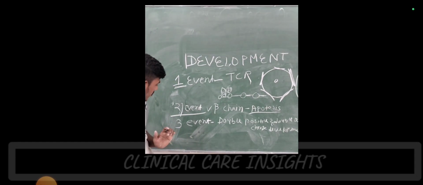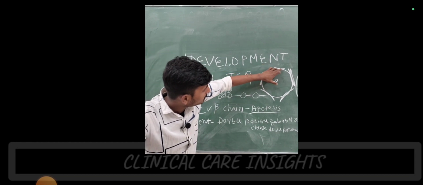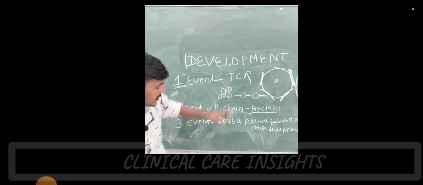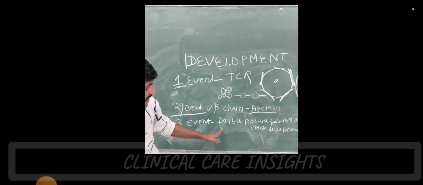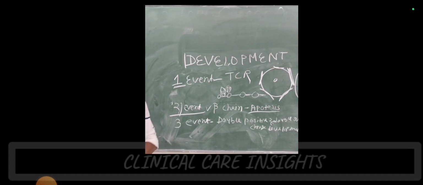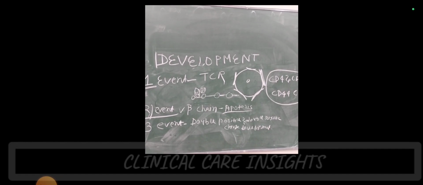Clear now? In the third event, what happened? These receptors are forming different types of charges, basically in the form of 4 charges. We call these charges double positive or double negative. Now in the fourth event, what happened? Positive selection and negative selection of these charges. Mark the fourth event.